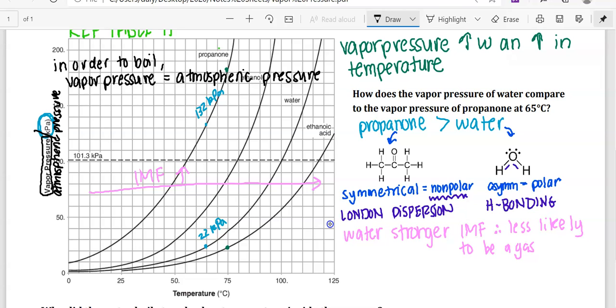Now, I want to point out that standard pressure is a thing that exists. What is the normal boiling point of water? We mentioned this at the beginning of the video. Water normally boils at 100 degrees Celsius. So this is our normal boiling point of water. And the normal boiling point of water occurs when the atmospheric pressure is at what we call standard pressure. Standard pressure is 101.3 kPa.